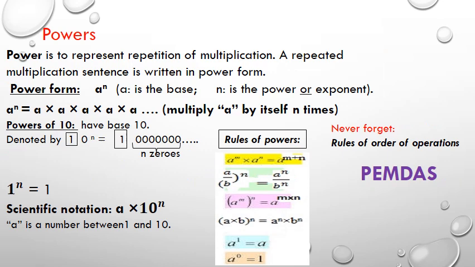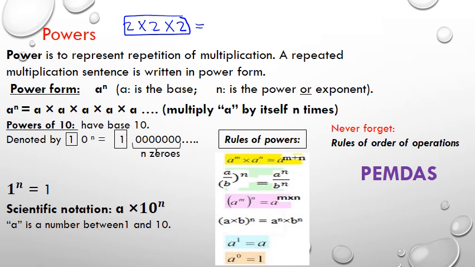In our lesson, which is powers, we have seen that the definition of power is to represent repetition of multiplication. Any repeated multiplication sentence is written in power form. Suppose we have 2 times 2 times 2. This one we call a multiplication sentence. We can write it in power form.